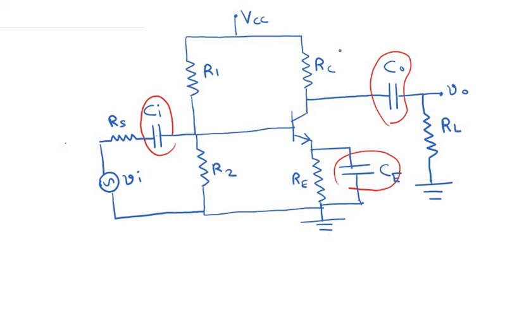Okay, now in addition to these three capacitors Ci, C0 and Ce, we also have the internal capacitances of the transistor.